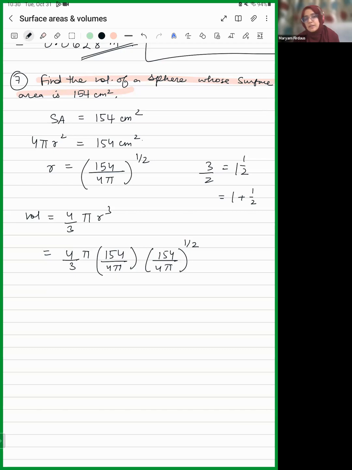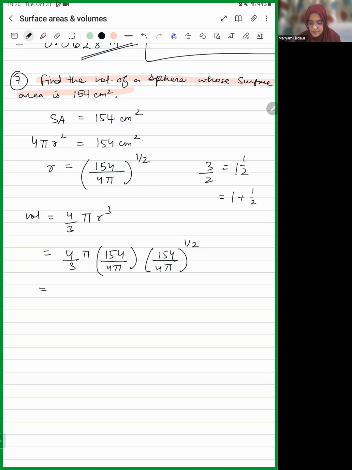Abdul Jabbar, is this clear? Yes, Abdul Jabbar, is it clear? Yes, ma'am. And Avni? Yes, ma'am, it's clear. Okay.